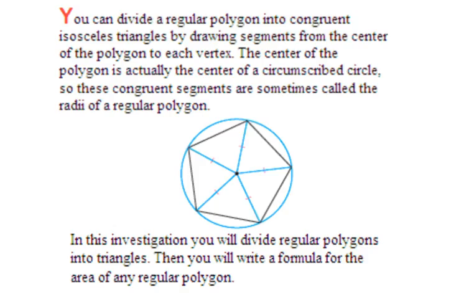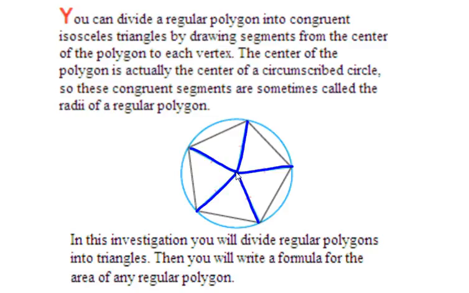You can divide a regular polygon into congruent isosceles triangles by drawing segments from the center of the polygon to each vertex. So let's pause here and take a look at the diagram because that's exactly what they're showing. So we have a regular pentagon here, and they are showing us that from the center of that regular pentagon, you can draw segments out to each vertex of that pentagon. Right? And that creates congruent isosceles triangles.